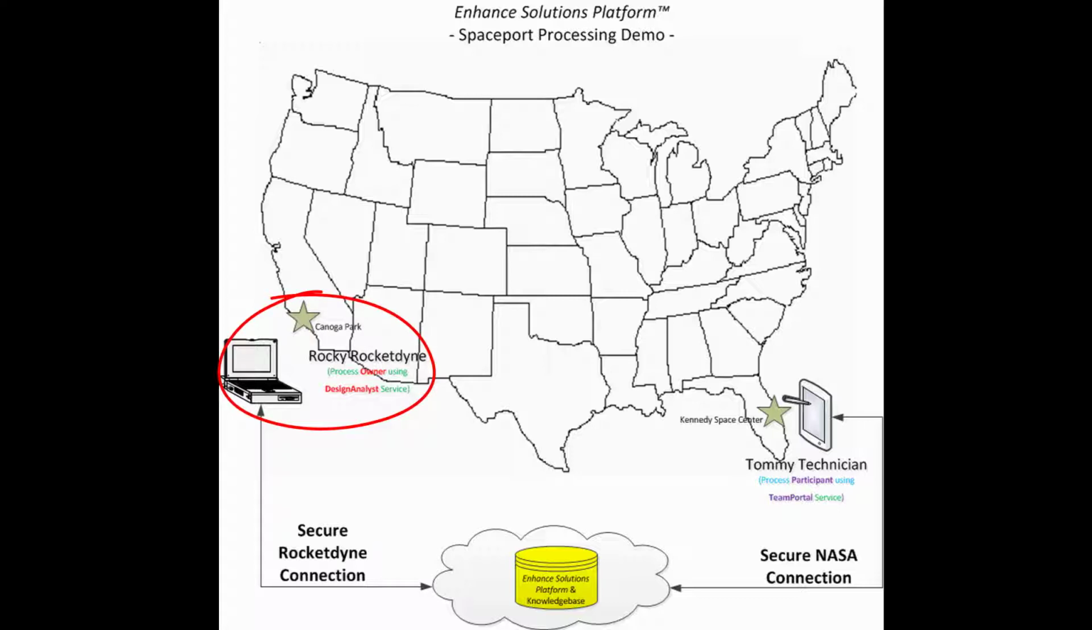The other person in this tour is Rocky Rocketdyne. Rocketdyne is the NASA contractor located in Southern California that designed the main engines of the Space Shuttle. Rocky is an engineer at Rocketdyne, and he is responsible for the documentation of the repair processes for the main engine turbopumps. He is an example of a process owner.